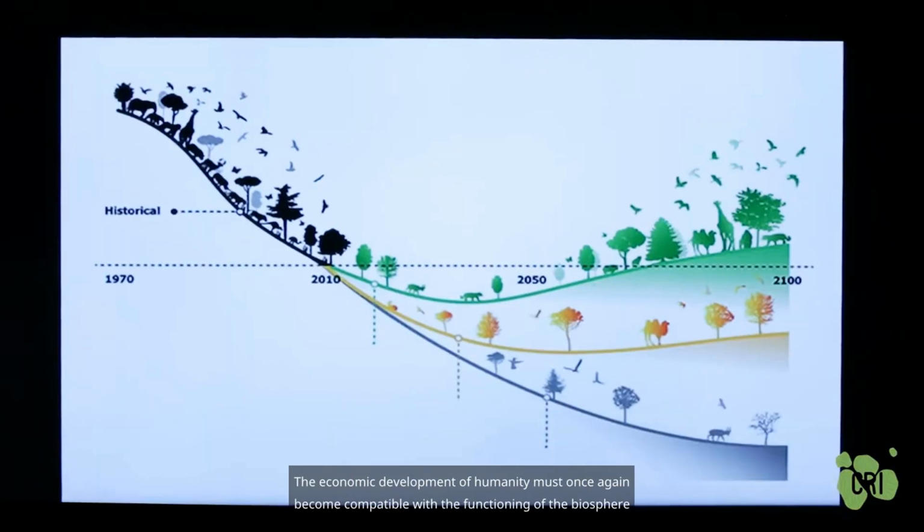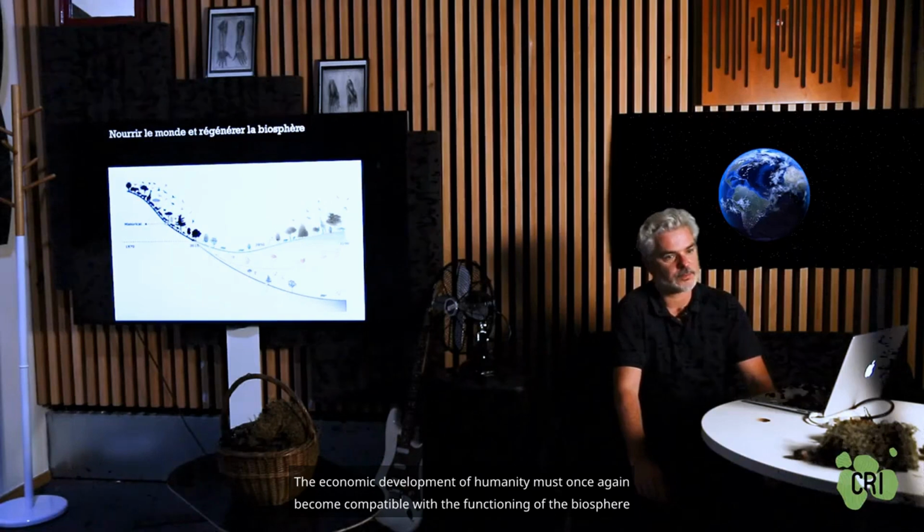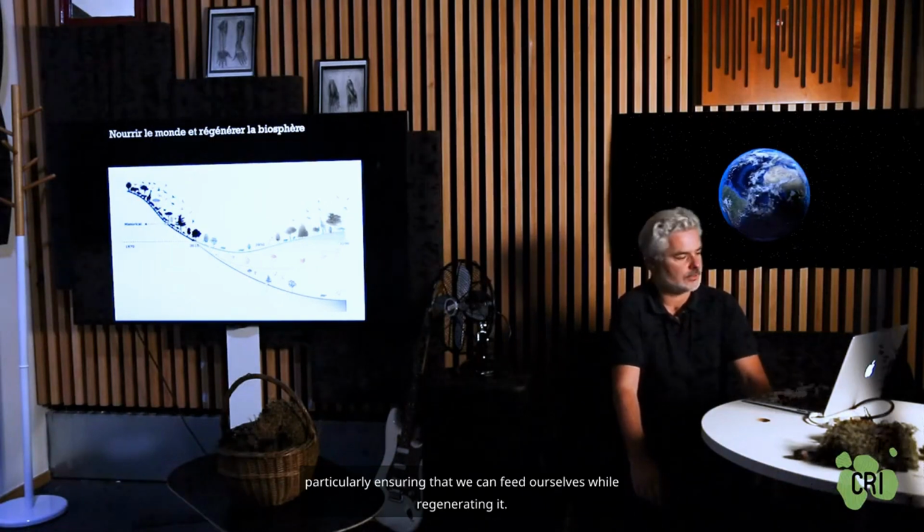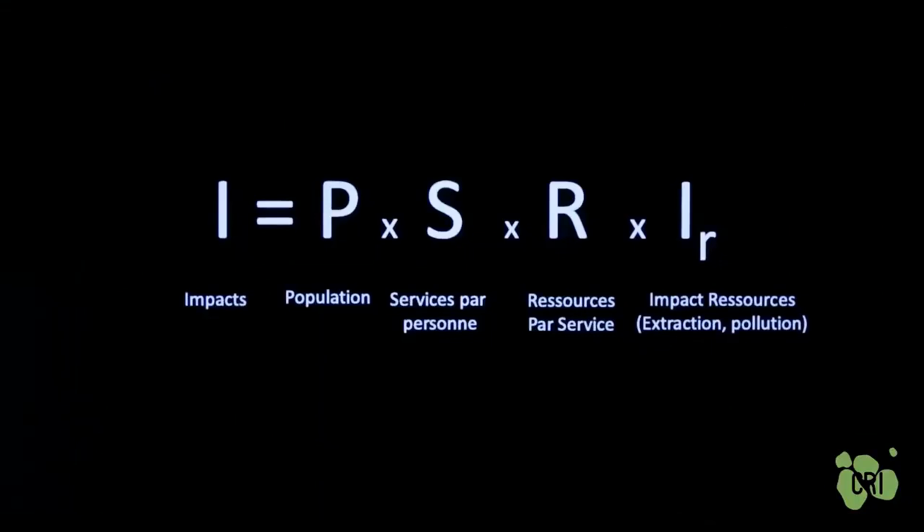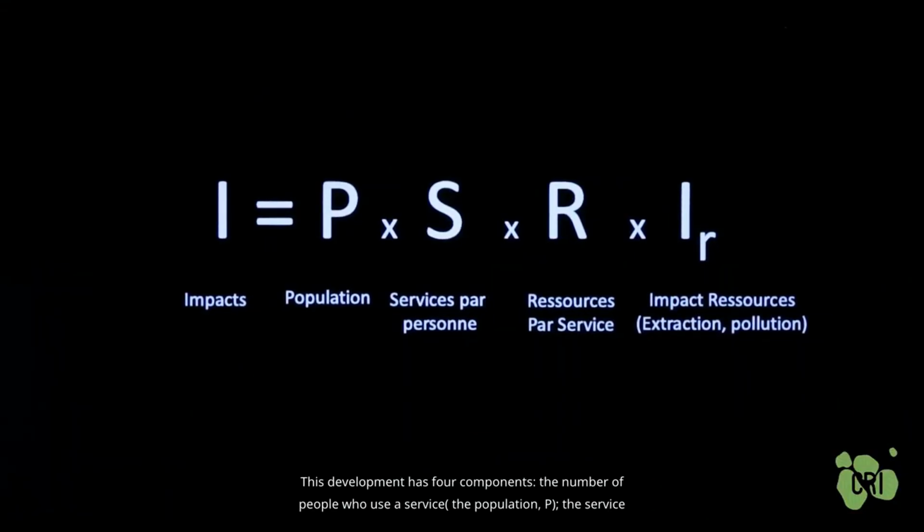The economic development of humanity must once again become compatible with the functioning of the biosphere, particularly ensuring that we can feed ourselves while regenerating it. On the left, we have the impacts generated by development. This development has 4 components: the number of people who use a service, the population, P, the service itself, the quantity of services available, how many resources are mobilized to provide this service, and what impacts these resources have in delivering the service to the population.